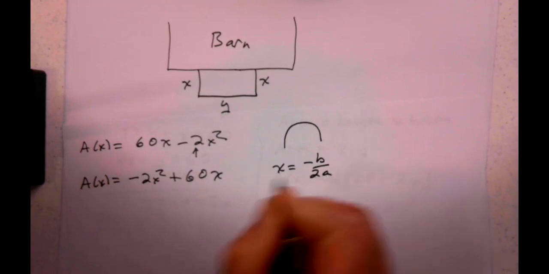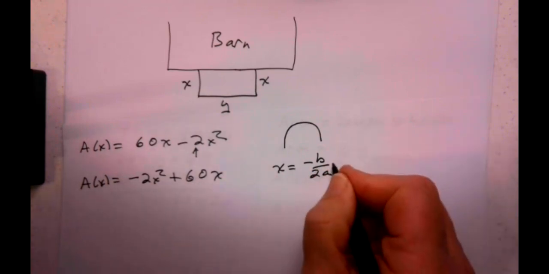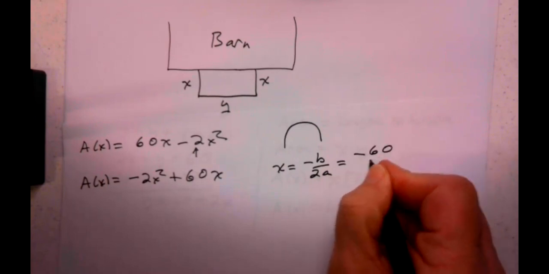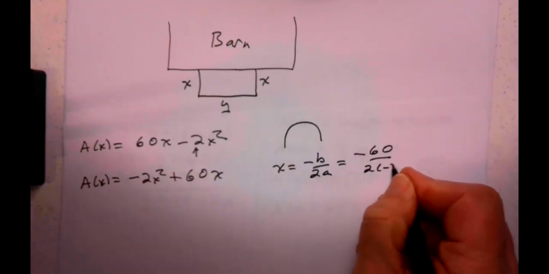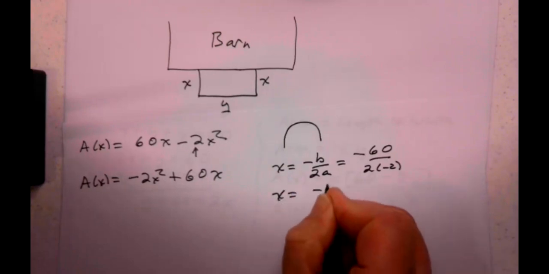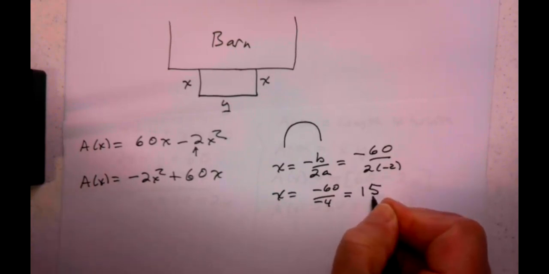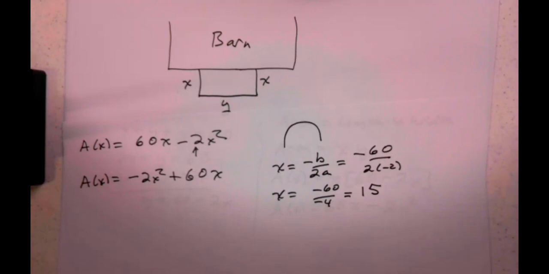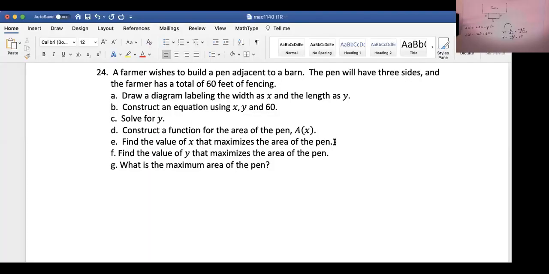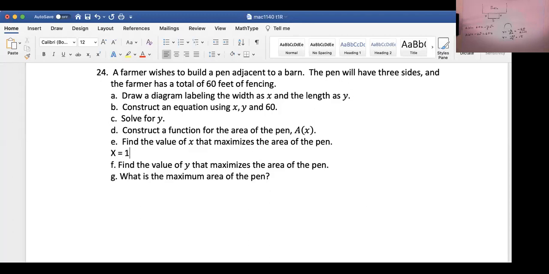We know for our vertex, the X value of the vertex is negative B over 2A. So in our case here, B is the multiplier on X. It will be negative 60 over 2 times negative 2. So we get X is negative 60 over negative 4, which is a total of 15. So that's the X value that we need, the X value that maximizes the area of the pen. We'll say X equals 15 feet.